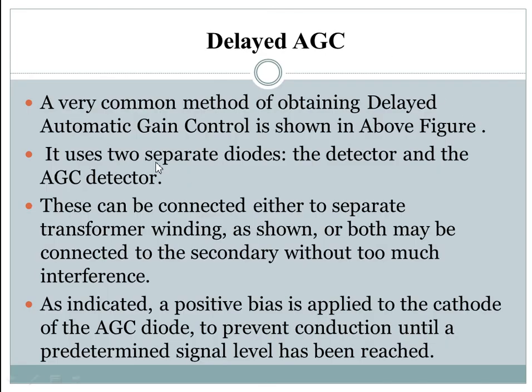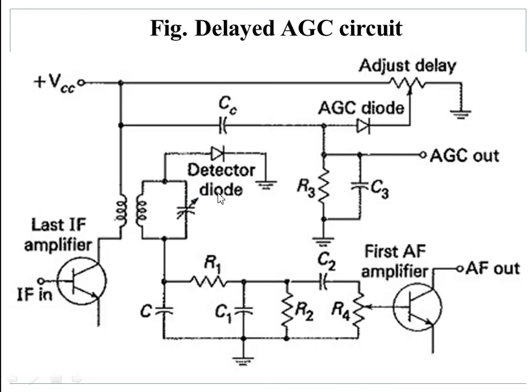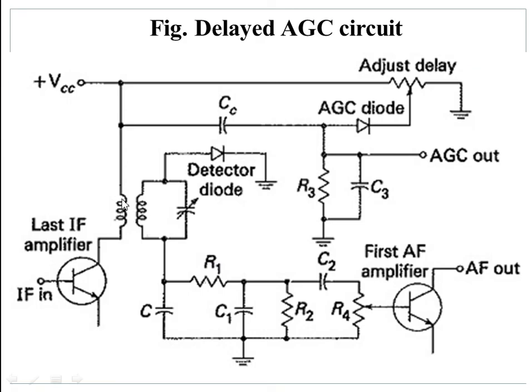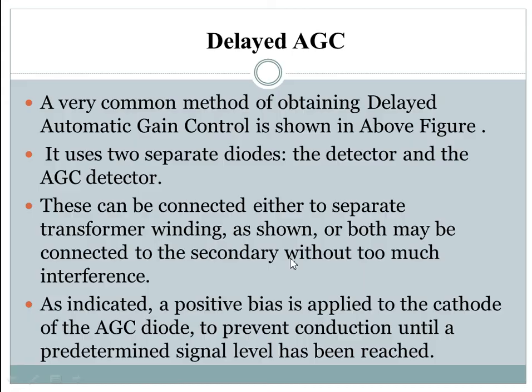It is a very common method for obtaining delayed AGC, shown in the above figure. It uses two separate diodes. One is the detector, another is the AGC diode. These can be connected either to separate transformer windings, or both may be connected to the secondary without too much interference. In this diagram, one is connected to the primary winding, another to the secondary. But in some cases, the detector diode and the AGC diode may both be connected to the secondary winding. But we need to take care regarding interference.